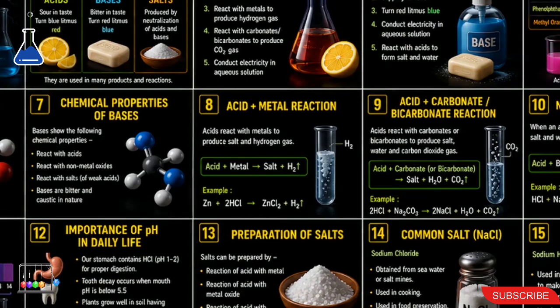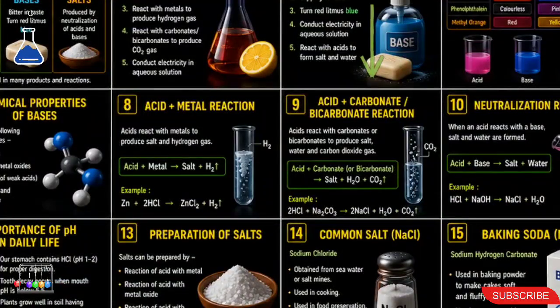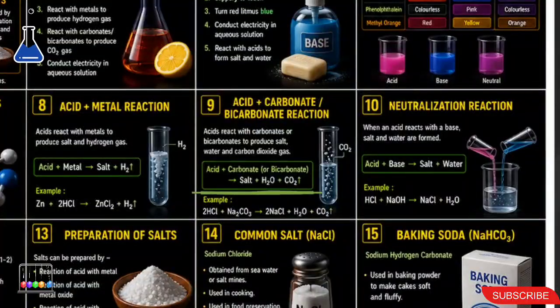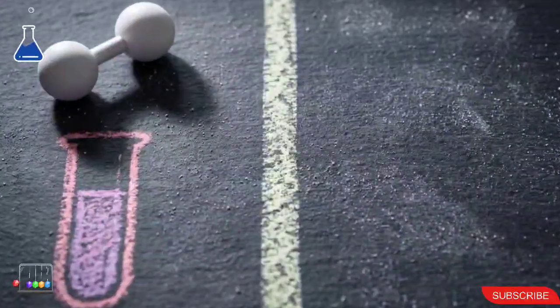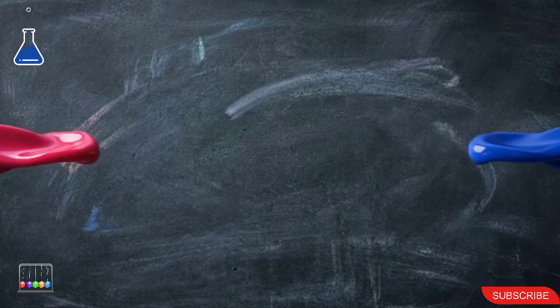But watch what happens if we change the variables. Let's compare that side by side with Panel 9, where our acid is mixed with a carbonate instead. The formula changes. Along with salt, a carbonate reaction produces water and carbon dioxide. Recognizing whether a reaction yields hydrogen or carbon dioxide provides the necessary data to complete a chemical equation.